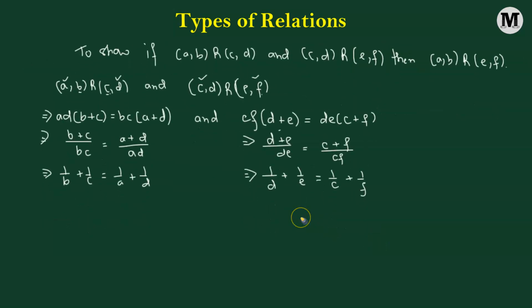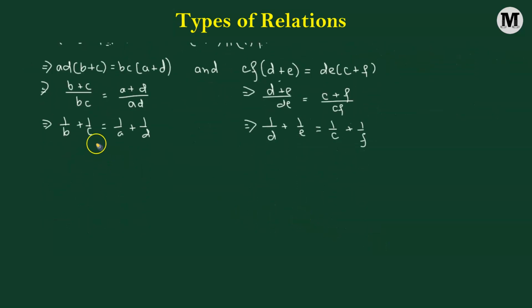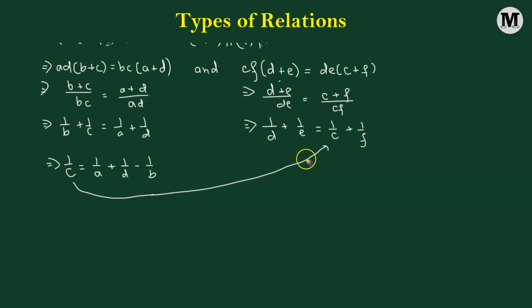So here we have two equations. Both of them are equally valid. What we'll do, from this equation, let's isolate 1/C. So 1/C is going to be equal to 1/A added to 1/D minus 1/B. Here we're going to substitute this 1/C in this particular place. So our equation is now going to become 1/D added to 1/E equals 1/C added to 1/F, and in place of 1/C, let's use (1/A added to 1/D minus 1/B) added to 1/F.